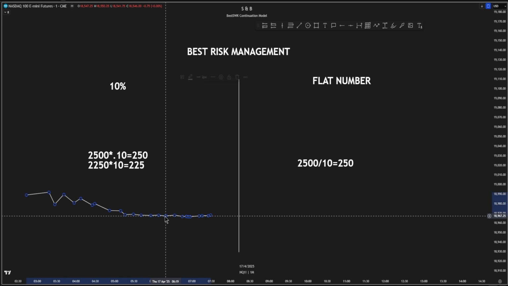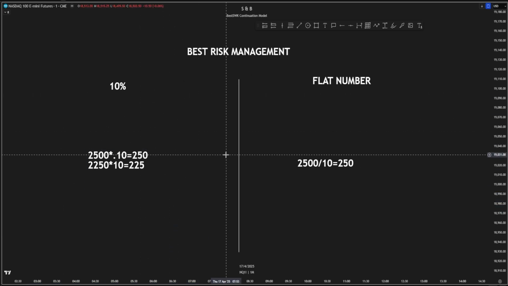Now, the benefit of this is, again, the slowdown, but also when you are funded, and you're not just funded on the same account.